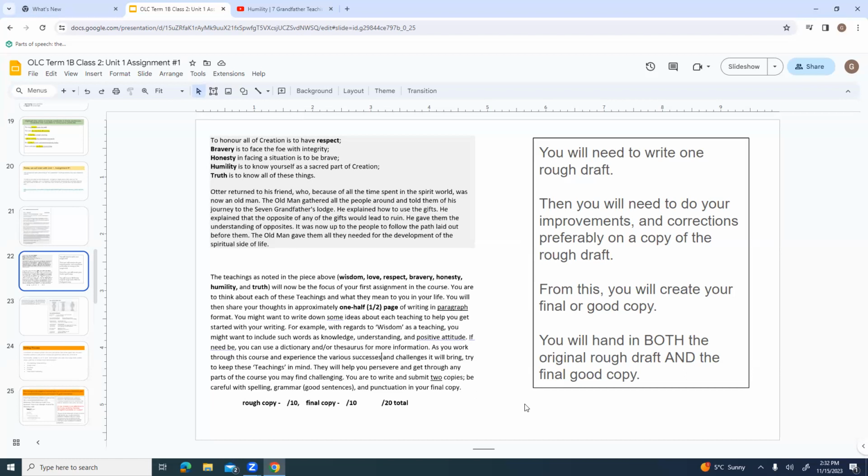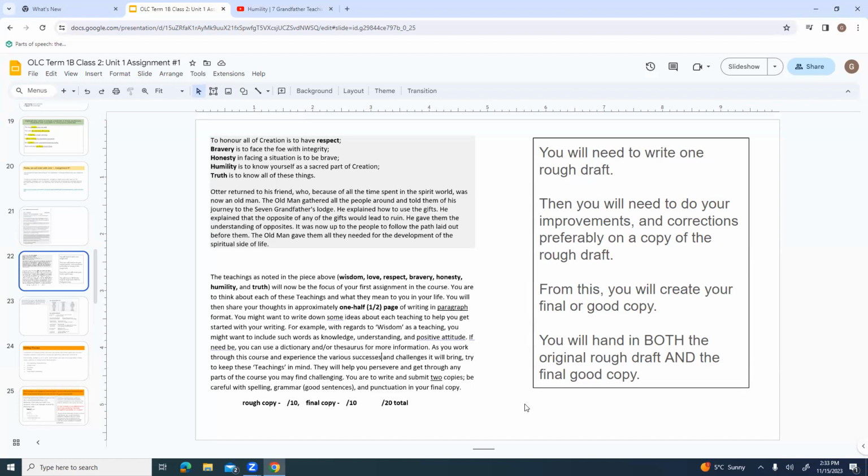You might want to write down some ideas about each teaching to help you get started with your writing. For example, with regards to wisdom as a teaching, maybe you want to include such words as knowledge, understanding, or positive attitude. If need be, you can use a dictionary or thesaurus for more information. Now, I want to point out that means information. It doesn't mean copy out a dictionary definition, okay?